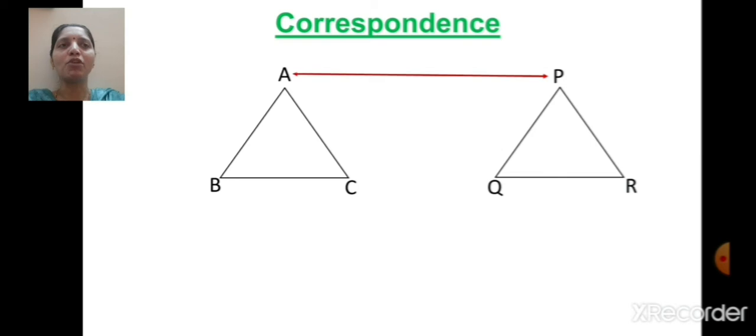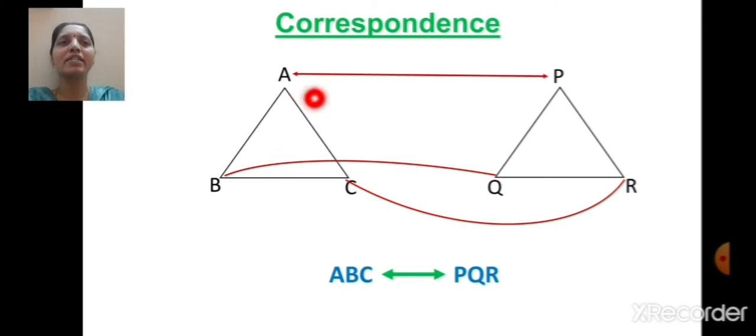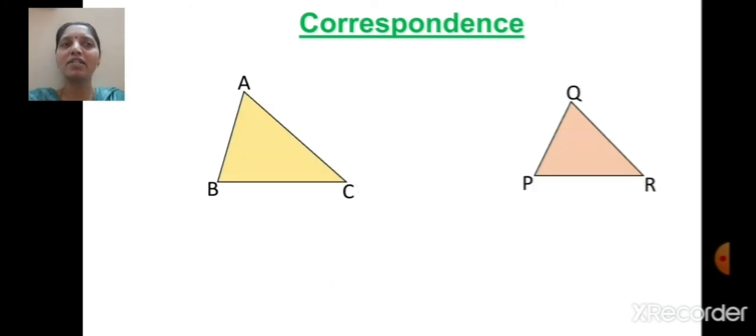Here I pair vertex A with vertex P, vertex B with vertex Q, and vertex C with vertex R, right? This is called finding the correspondence between the two triangles. So I can say vertices ABC correspond to vertices PQR. This symbol is used to show the correspondence between the vertices of two triangles. As I have shown, vertex A corresponds to vertex P.